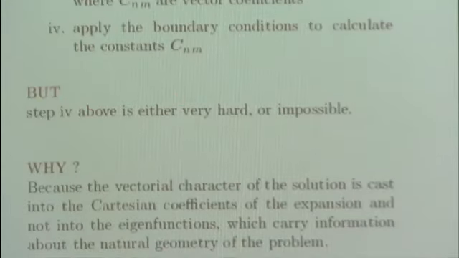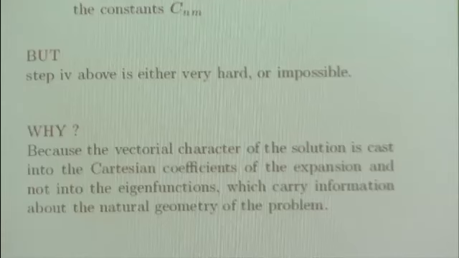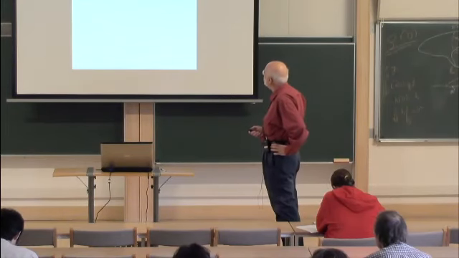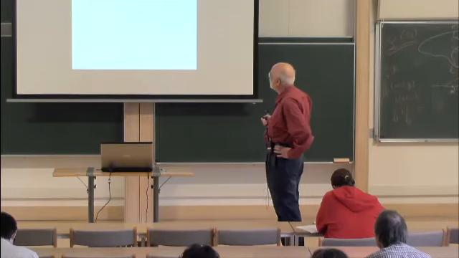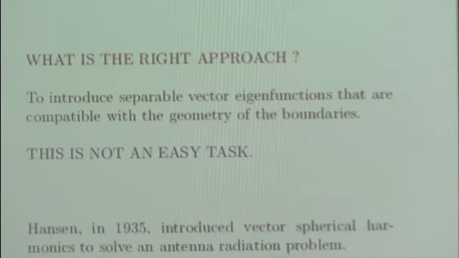Why is that so? It is so because the vectorial character of the equation is cast into the coefficients and not into the eigenfunctions that carry the geometry of the problem. Okay? So what we should do basically is try to find vector eigenfunctions and expand the corresponding fields. But this is not an easy task. Let's see what has been done in this area.